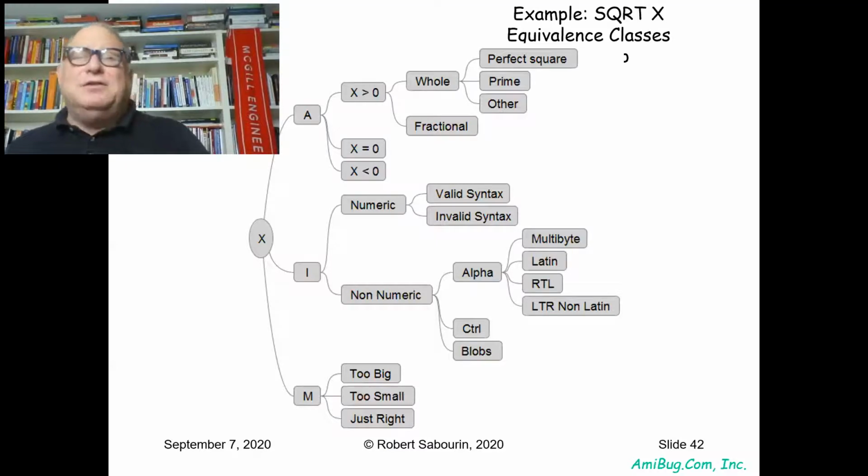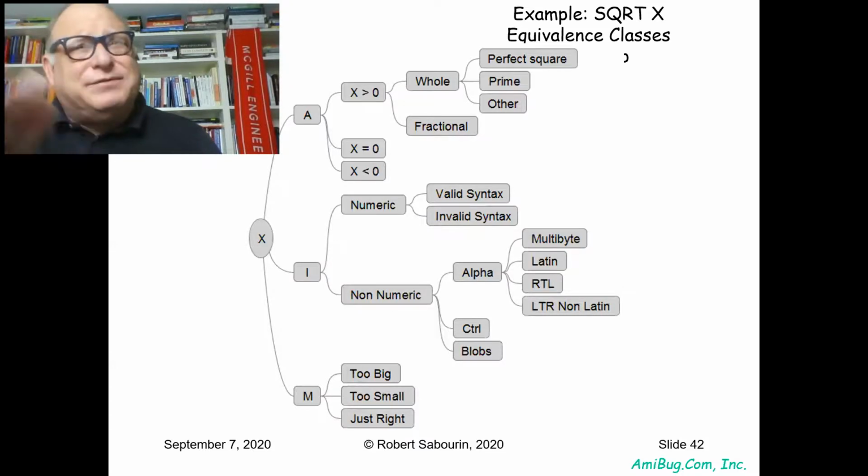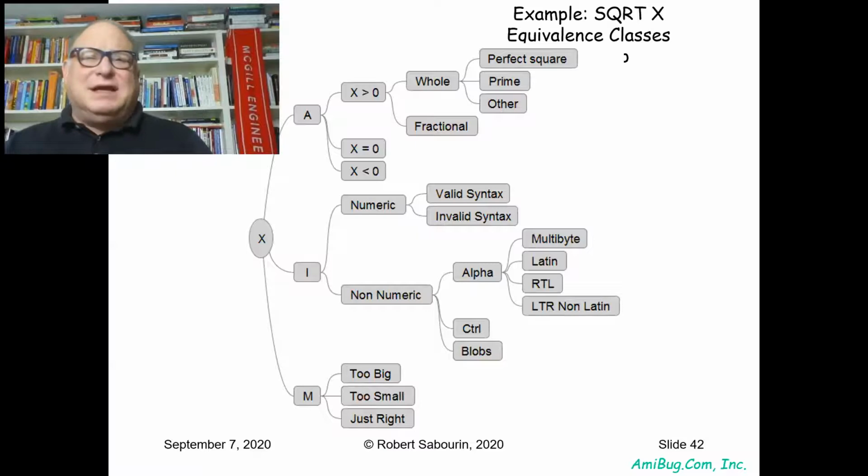And if it's numeric, well, it's quite possible that someone has typed in a number, but it's in a syntax that we don't understand. For example, you might have used a comma as a thousand separator, or a comma as a decimal separator, or some other notation. So there's numeric notations, there's numeric syntax, if you will. So there's valid or invalid syntax.